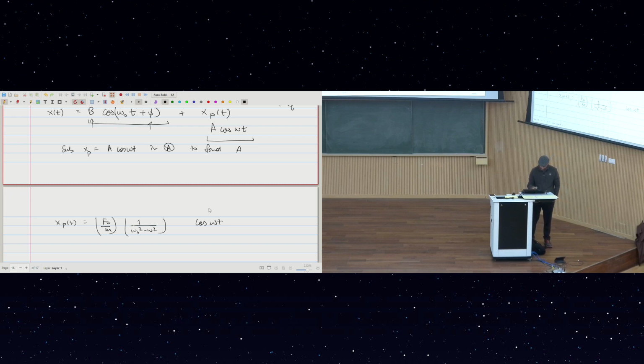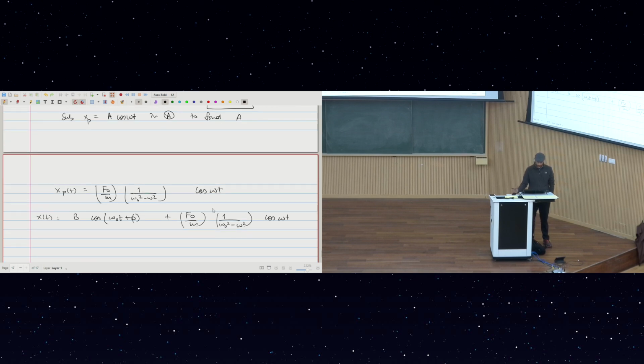So, the overall solution is this. This is the mathematical solution to the equation of an undamped forced oscillator where the forcing is f naught cos omega t. So, we will want to analyze this solution now and understand the behavior of the system.